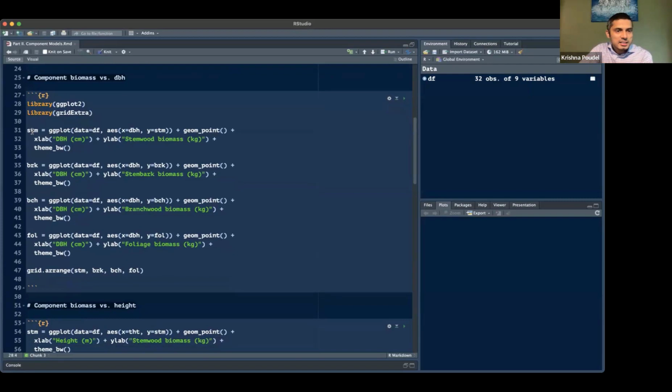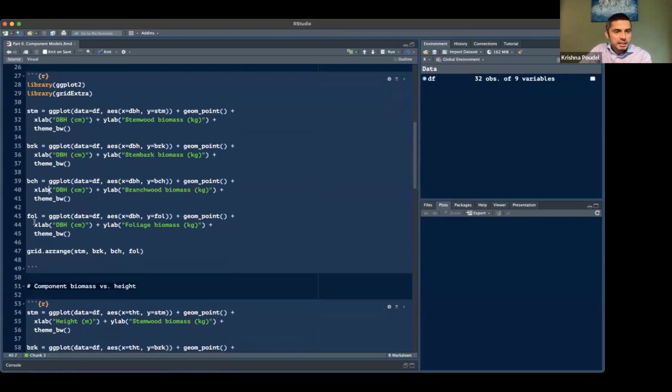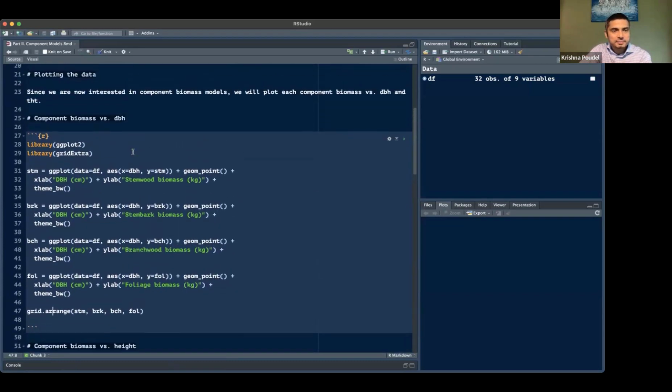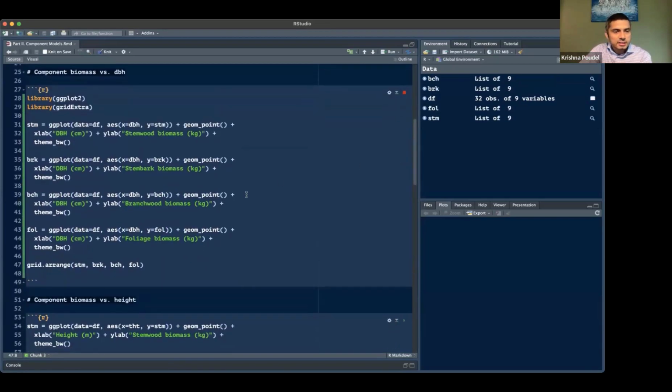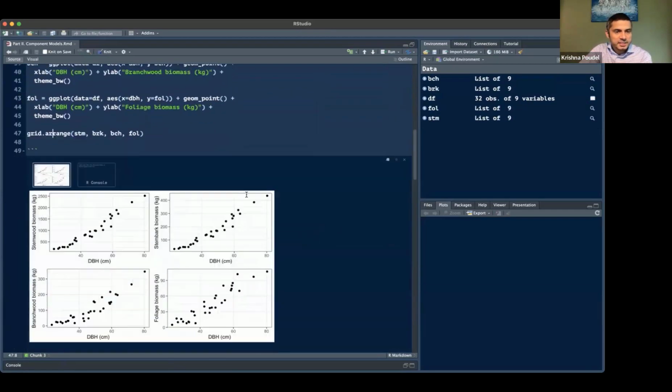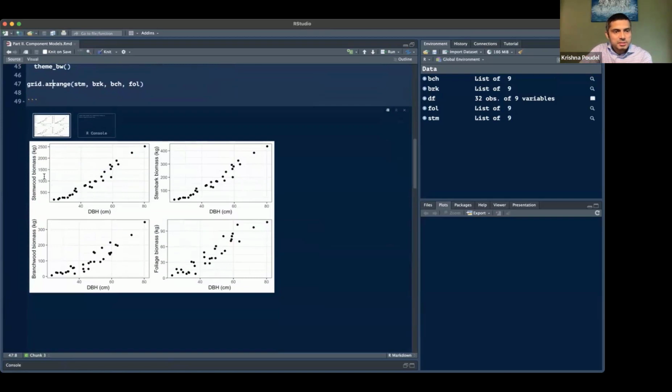And here STM for the stem wood biomass, and data is DF, and DBH on x-axis. On y-axis, I have STM, stem wood biomass. Do the same thing for bark, branch, and foliage, and then use this grid.arrange function and put all those plots in one. Let's run this code and see if it works. Okay. So here we have DBH versus stem wood biomass, DBH versus stem bark, DBH versus branch wood, and DBH versus foliage.